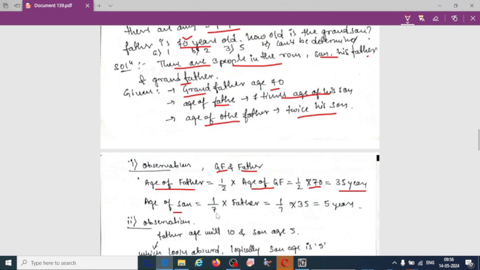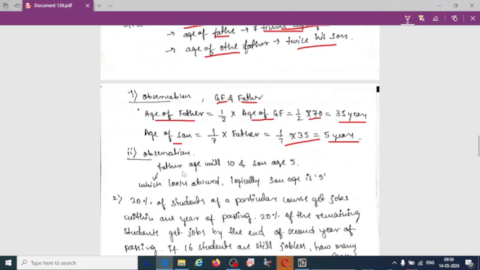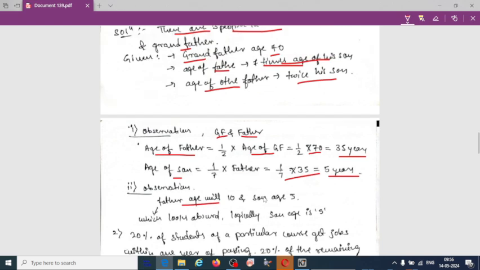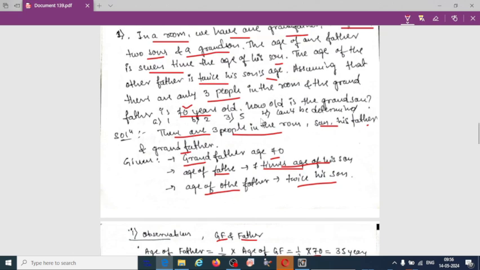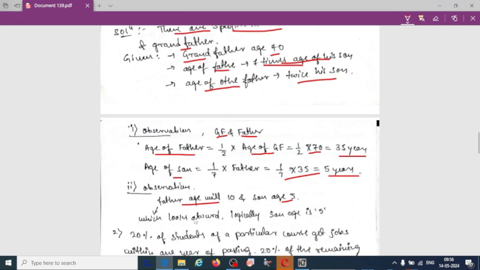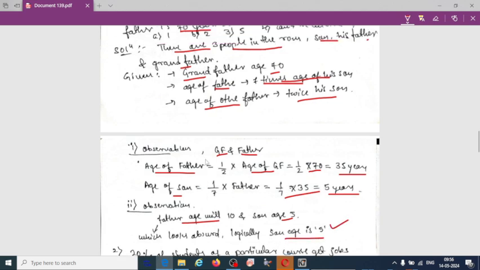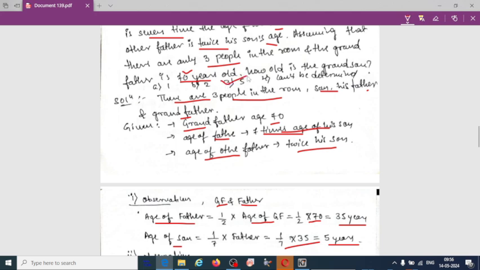So the age of the son is what? 7 times the father. The age of the son is 1 by 7 into the father, because here the father is 7 times the age of his son. That's why you can write 1 by 7 into the age of the father. So you will get 5 years as the age of the son. Second observation: the father's age will be 10, the son's age we got is 5. The father's age is never going to be 10; it looks absurd. So logically the son's age will be 5. From the given options you can select option 3. That is correct.